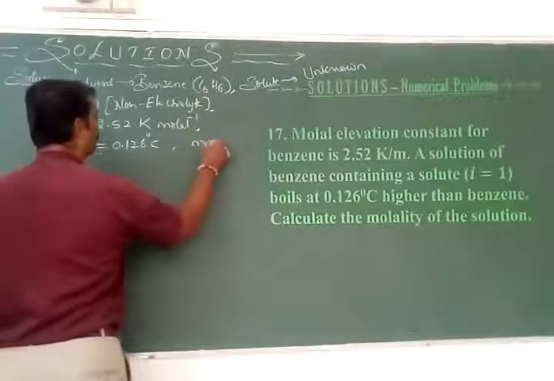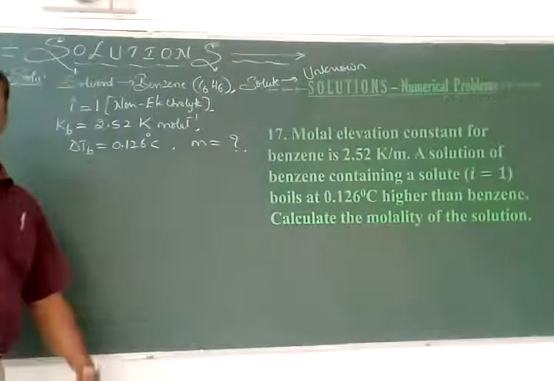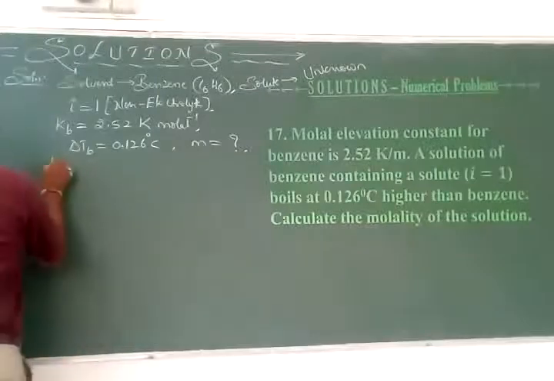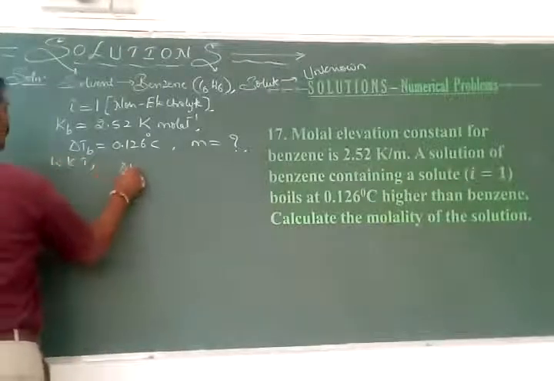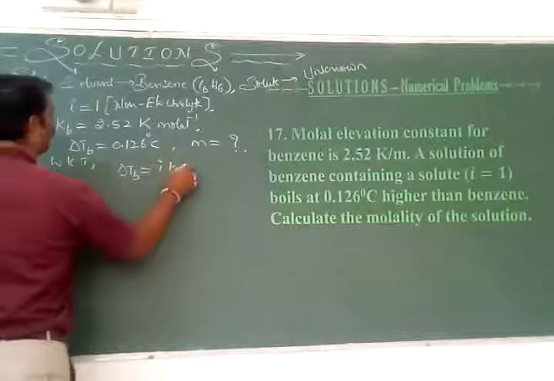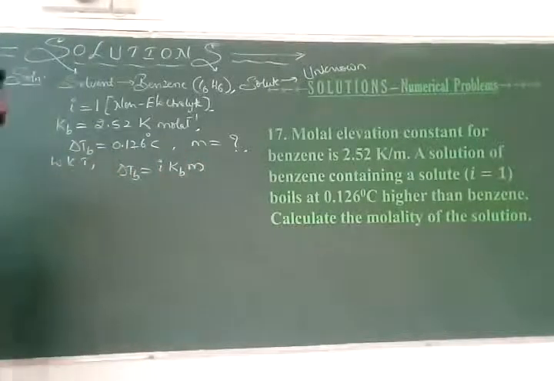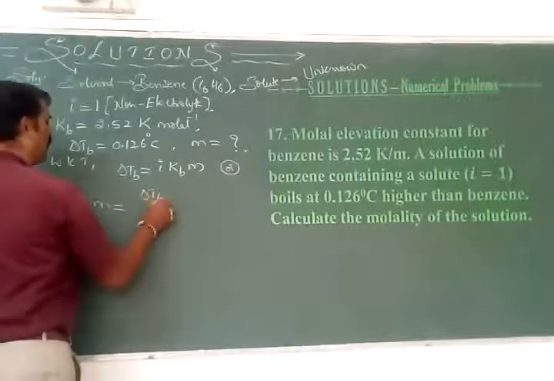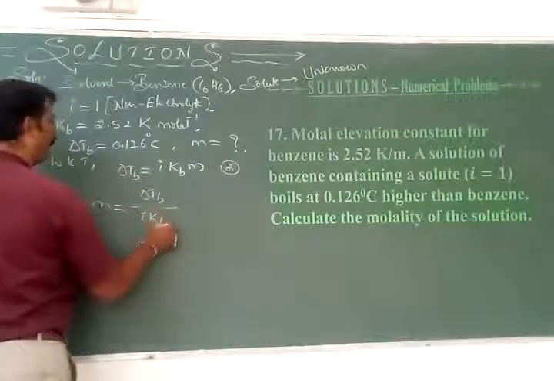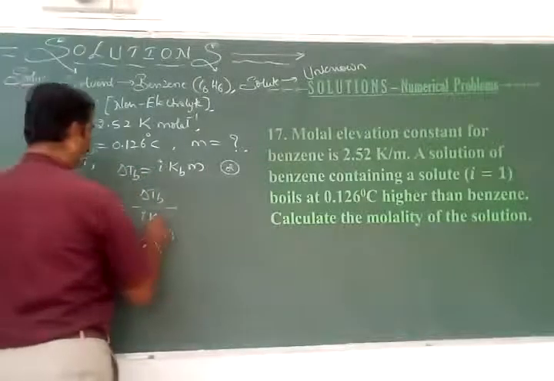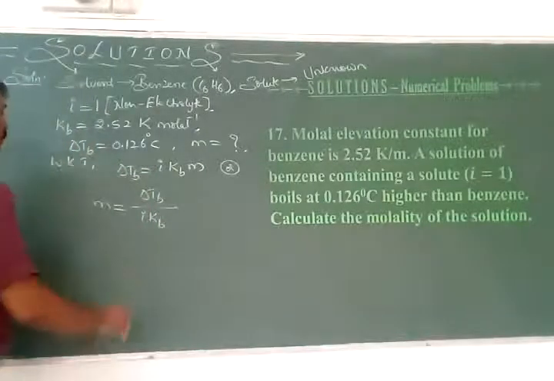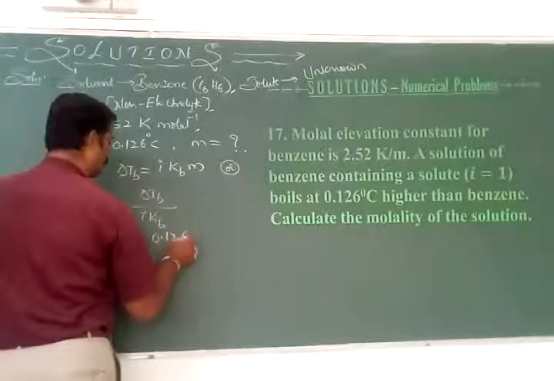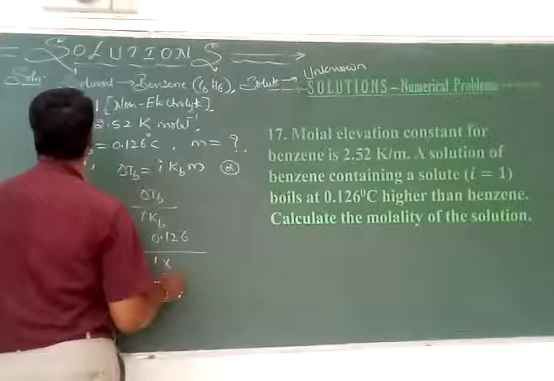Calculate small m. What is small m here? Molality of the solution. It is not the molarity, it is the molality. So again we know the formula: delta Tb is equal to i into Kb into m. I need the value of m. m is equal to delta Tb divided by i Kb. Sorry, not Kf here, it is Kb. What is delta Tb here? Delta Tb is directly given as 0.126 divided by i factor, which is 1, and what is the value of Kb here?